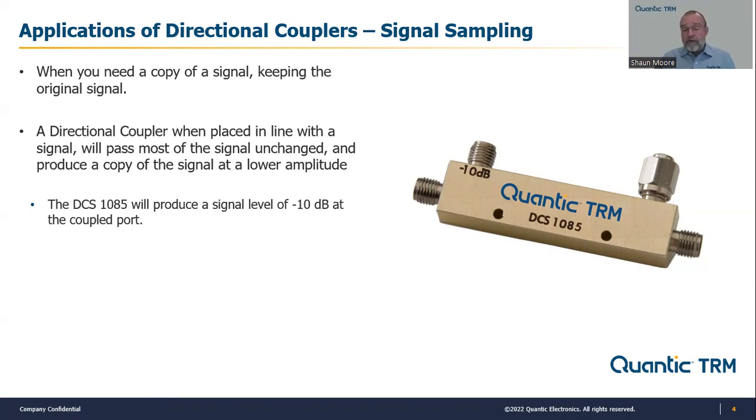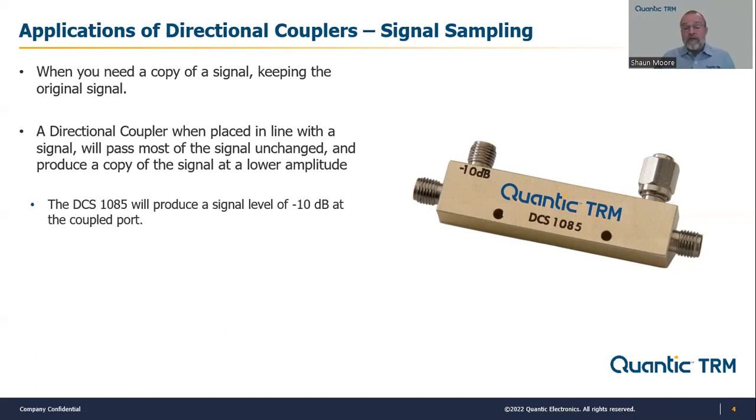The part that's on the screen right now is the DCS 1085. The Quantic TRM DCS 1085 is a 10 dB coupler. Therefore, the signal that appears at the coupled port would be 10 dB down from the energy going down the main line of that coupler.